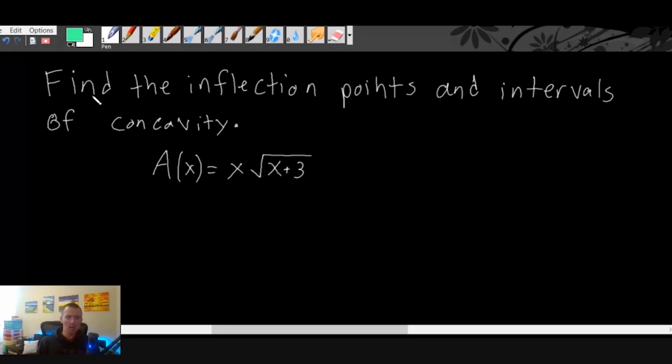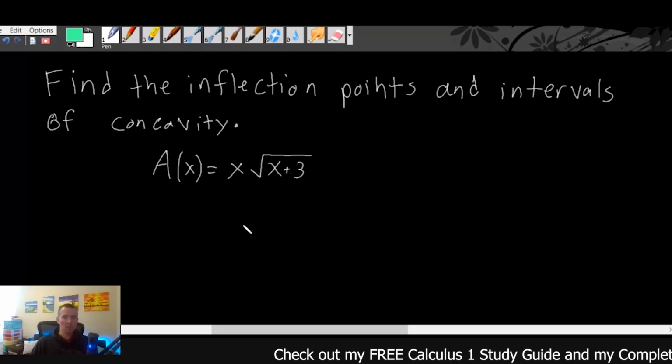We're going to find the inflection points and intervals of concavity of this function right here. So intervals of concavity and inflection points are extremely similar to finding critical numbers and intervals of increasing and decreasing, just like we did in the last problem.